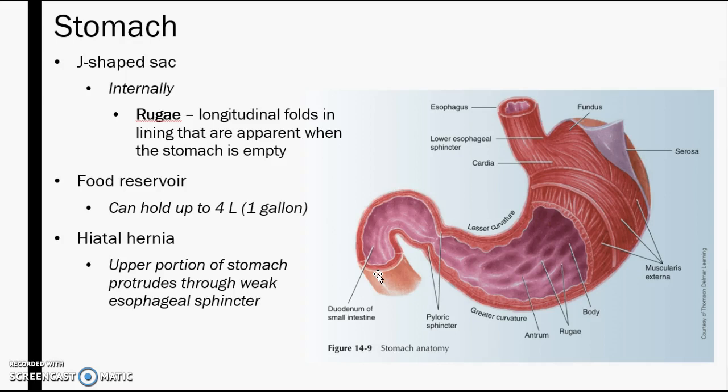The stomach serves as a food reservoir. It can actually hold up to a gallon of food. I don't recommend it because that would be a sure way to get indigestion, but it does have the ability to hold a gallon of food. And then just taking a look at one homeostatic imbalance, that would be the hiatal hernia, where the upper portion of the stomach protrudes through the weak esophageal sphincter.